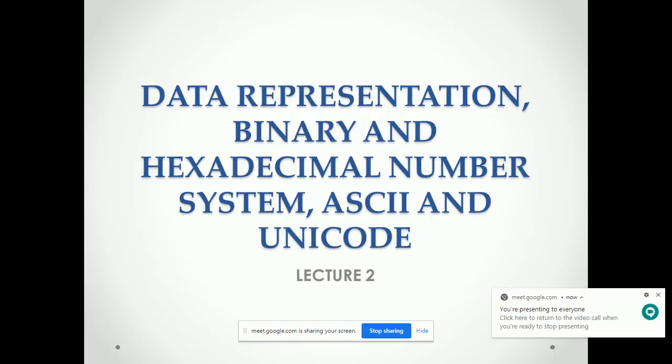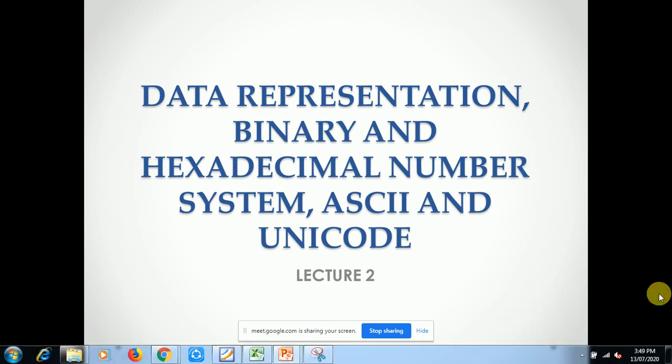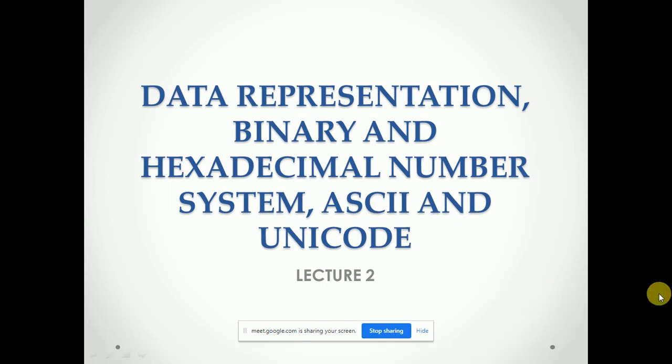After that we will see what is meant by data representation and binary and hexadecimal systems. I just noted them down in the previous lecture, but we will see what data representation is and what the types of number systems are in detail.